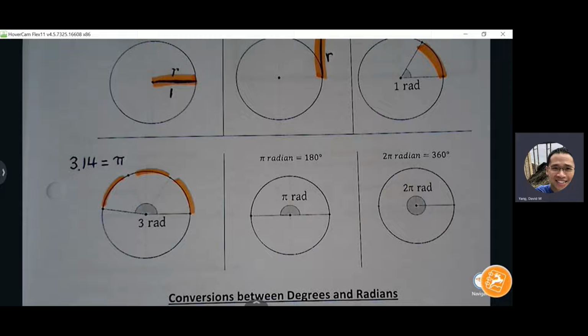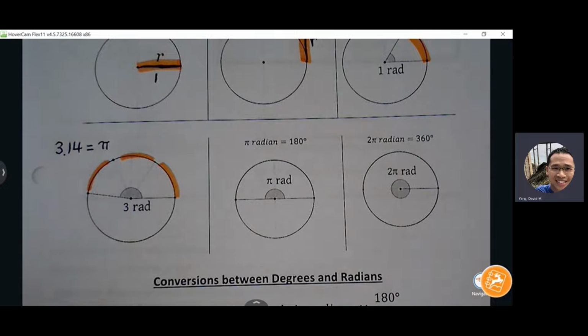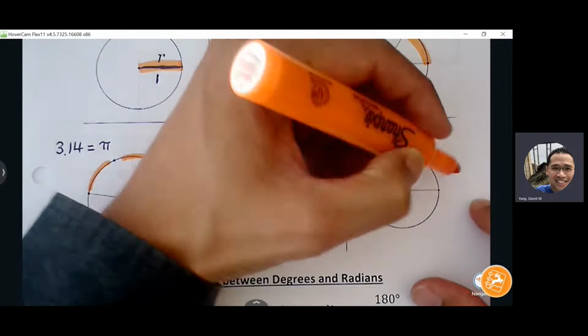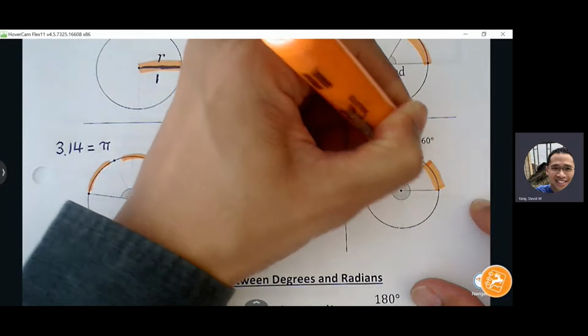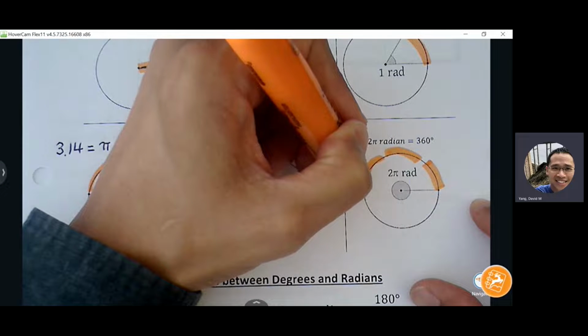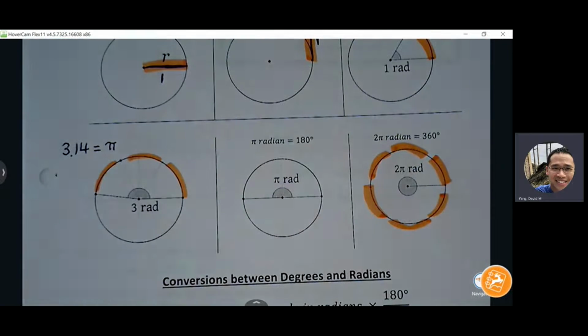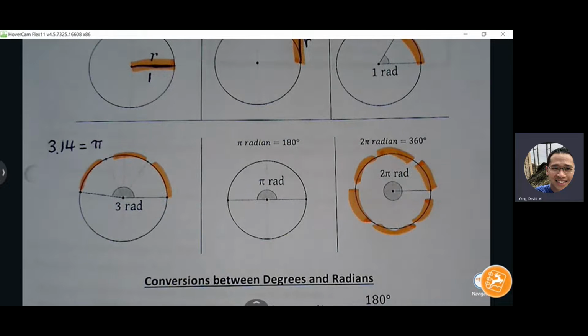So that's where that pi comes from. It's related to radius and moving along the circumference of a circle. So pi is exactly half a circle. If we keep moving along the circle, 1 radian, 2 radian, 3 and change. We keep going here, 4, 5, 6 and change. So 2 pi radian is going to be exactly 360 degrees.